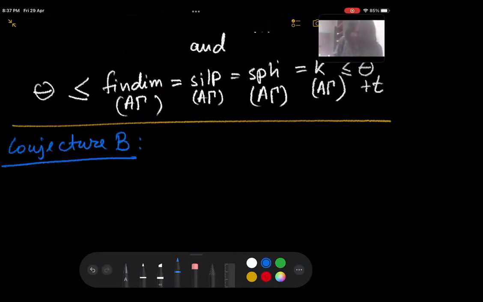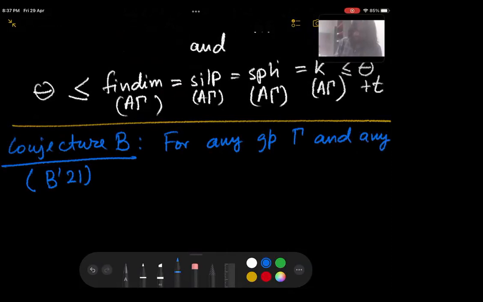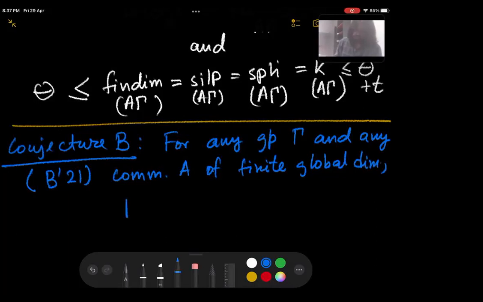So the conjecture that I made was, entirely due to me: for any group gamma and any commutative ring A of finite global dimension, I said that the projective dimension of B gamma A should be exactly equal to the Gorenstein cohomological dimension of the group.